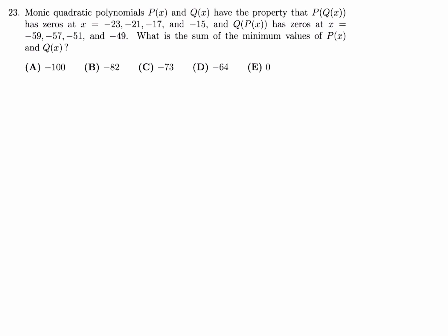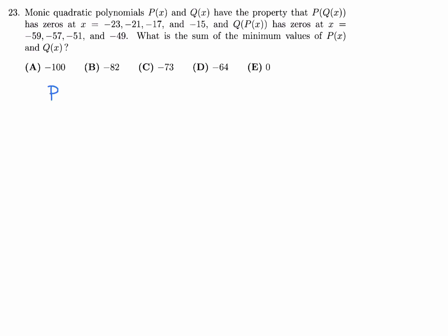Monic quadratic polynomials p(x) and q(x) have the property that p(q(x)) has zeros at x equals negative 23, negative 21, negative 17, and negative 15. And q(p(x)) has zeros at x equals negative 59, negative 57, negative 51, and negative 41. What is the sum of the minimum possible values of p(x) and q(x)?